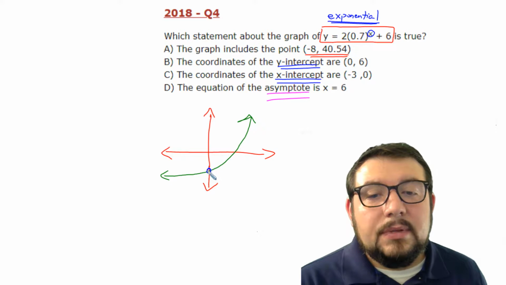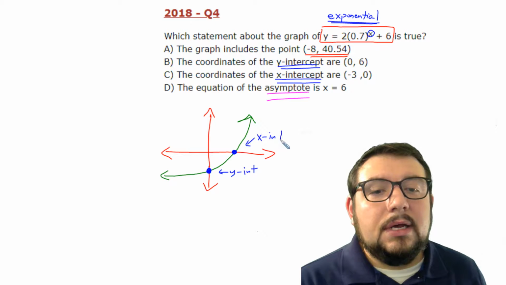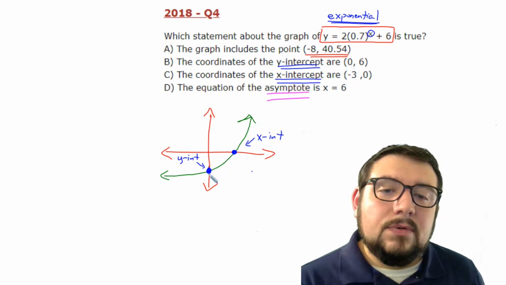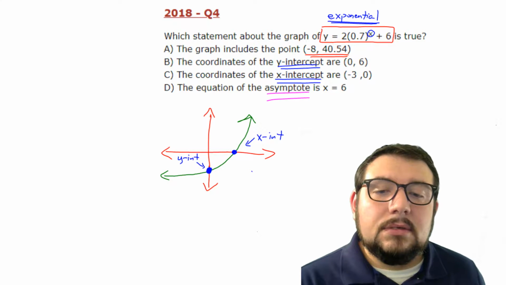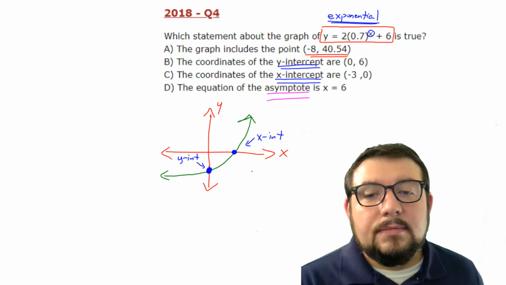So this point is called the y-intercept, and this point is called the x-intercept. The y-intercept is where it crosses the y. Let me just draw that a little bit over here instead. The y-intercept is where it crosses the y-axis. So this is the y-axis. And the x-intercept is where it crosses the x-axis.